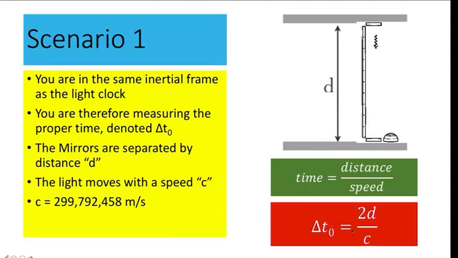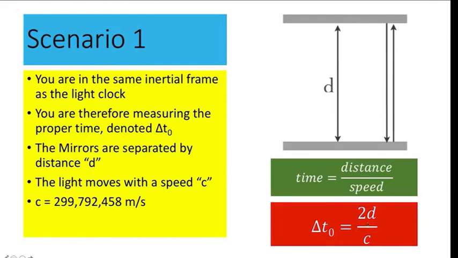This is now our formula for the proper time in our first scenario. The proper time is 2d divided by c. So I want you to remember this because we are going back to this formula later on. Let's go to the second scenario.